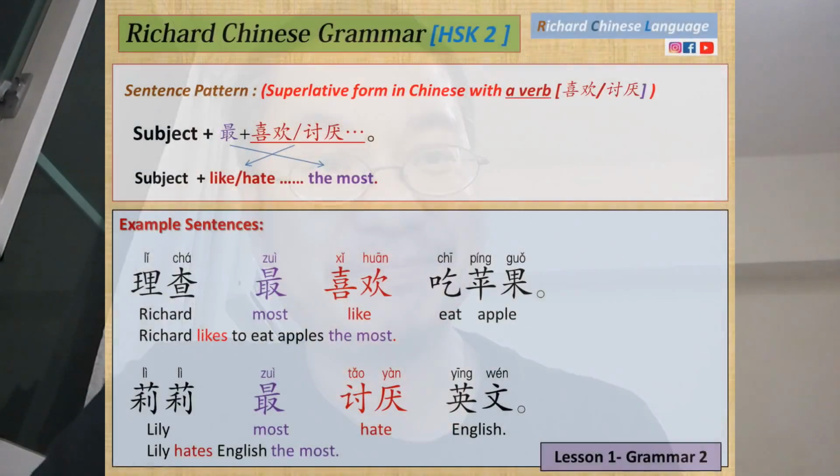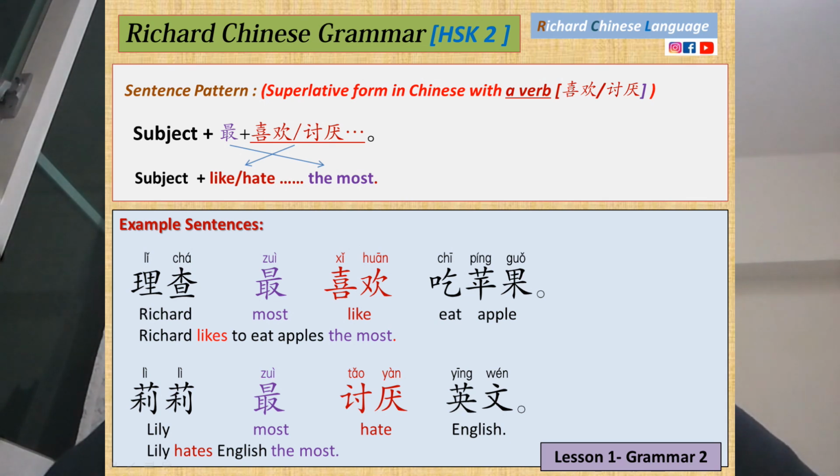Today I'm going to talk about the grammar in HSK level 2, and this grammar is about the superlative form in Chinese. Let's get started. This grammar is in HSK level 2, lesson 1, grammar 2. And we're going to talk about the superlative form in Chinese.